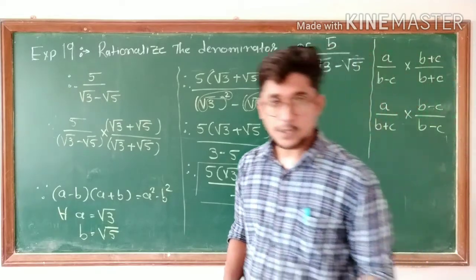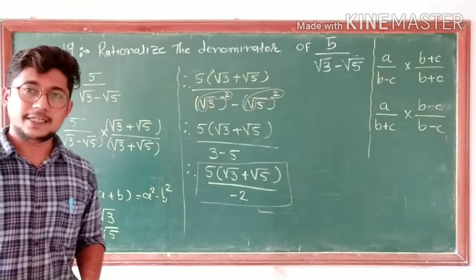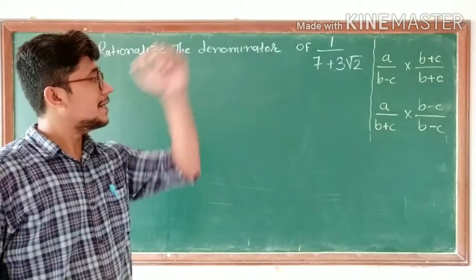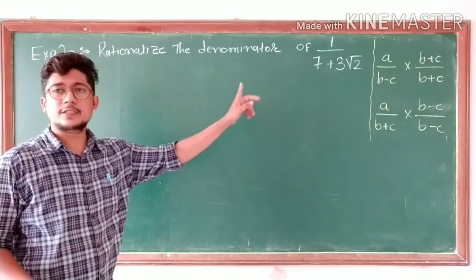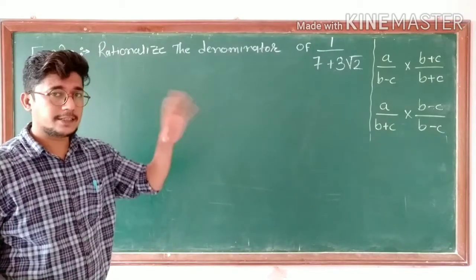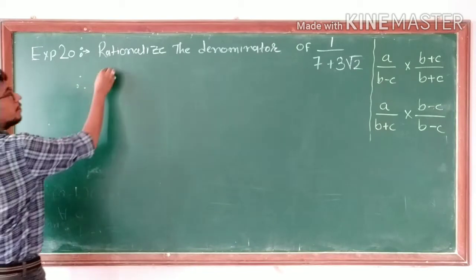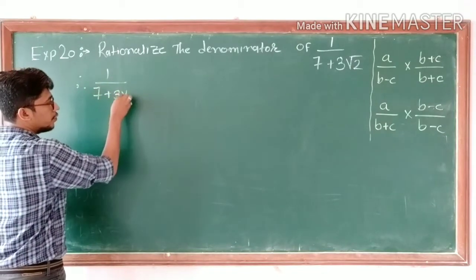Yes, it's right. Okay. So now we are moving on to example 20. Again, they have given 1 upon 7 plus 3 root 2 and we have to rationalize the denominator. So the question is given as 1 upon 7 plus 3 root 2.